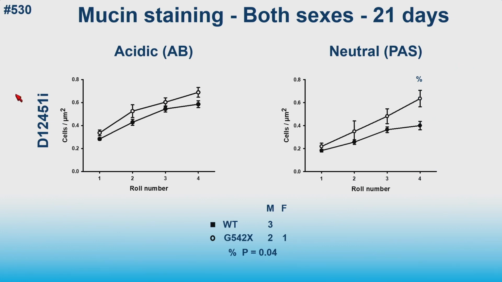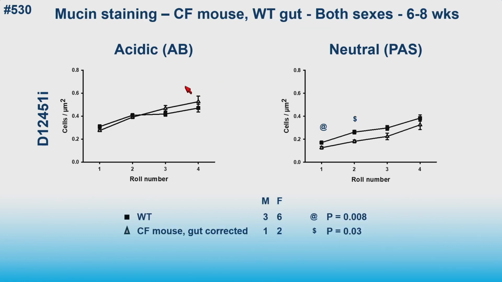This was also observed in our younger mice, but because now we have a smaller number of mice, the differences are not statistically significant, but there are definitely more acidic and neutral mucins present in the younger mice. And this again was not present in a CF mouse where CFTR has been restored to the intestine. If anything, the neutral mucins were slightly less in the CF mouse.